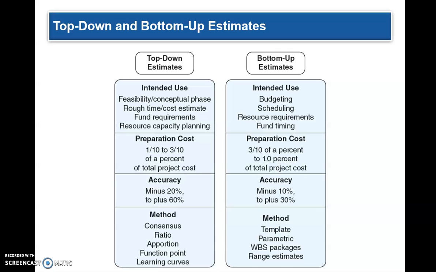Top-down and bottom-up estimates, if you want to compare them: the intended use of top-down estimates is the conceptual phase, rough cost estimation, requirements for fund or budgeting, and resource capacity planning. Those are when you probably use the top-down estimates. Bottom-up estimates are used for actual budgeting itself, for scheduling, for resource requirements, and also for timing of funds.